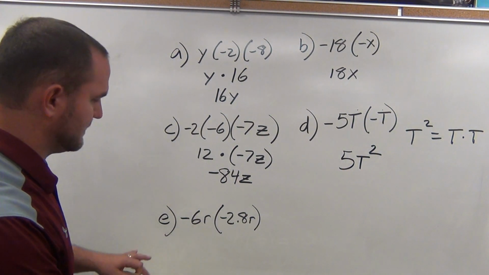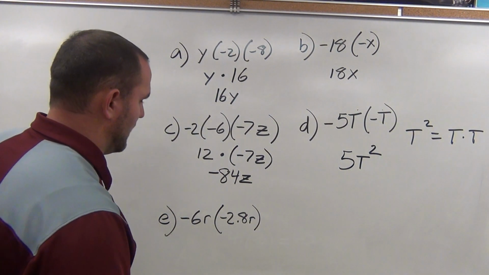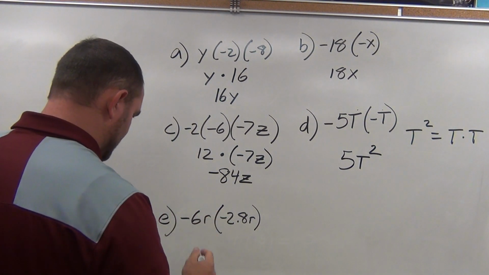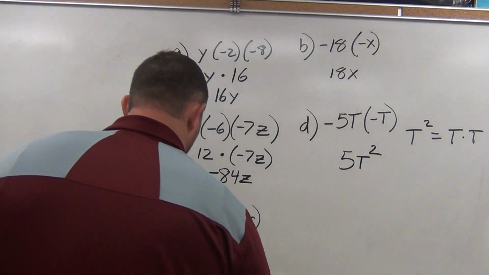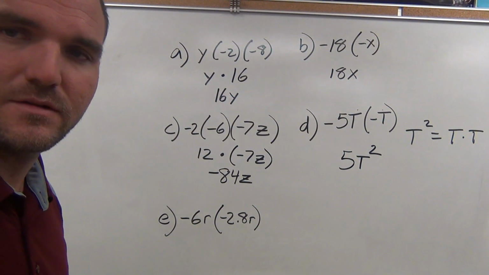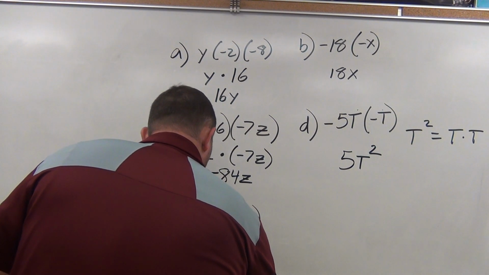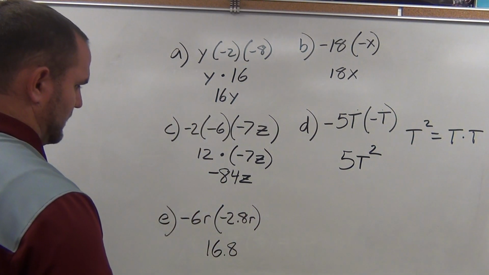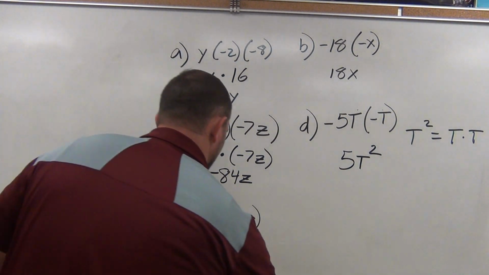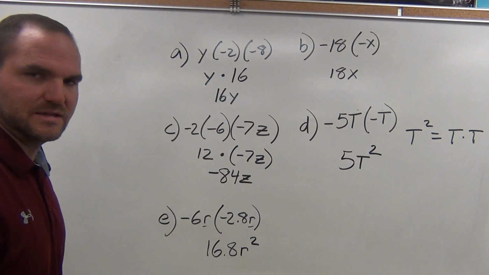Okay, let's move on to this last problem down here. Oh dear, we have a decimal. No, stop thinking that. Okay, so we have negative times a negative, so our answer is automatically going to be positive. Okay, so 6 times 2.8, please use a calculator. At least in my class, you're still allowed to use the calculator if you need to. But you have a 16.8 there, okay? 16.8, and now we have our r's, and so we should have an r squared, right? Just like that other example over there with example D.